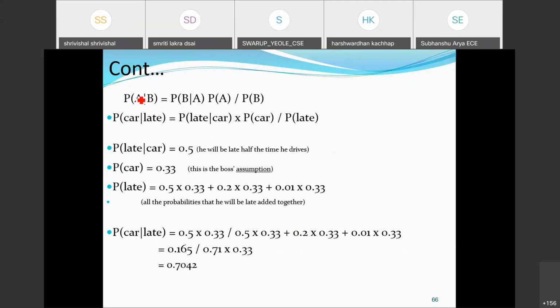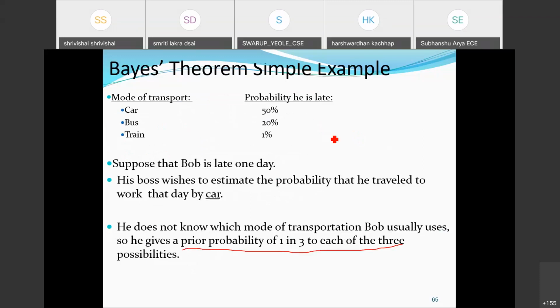So we have mapped this problem statement to our mathematical understanding. We are interested in finding out that the person came by car given that he is already late. It would be equal to the probability of being late if he comes by car, times the probability of car, divided by the probability that he is late. Late means the total across all modes. The probability of being late if he is coming by car is 0.5. It is already decided on the previous slide. This is 50%.